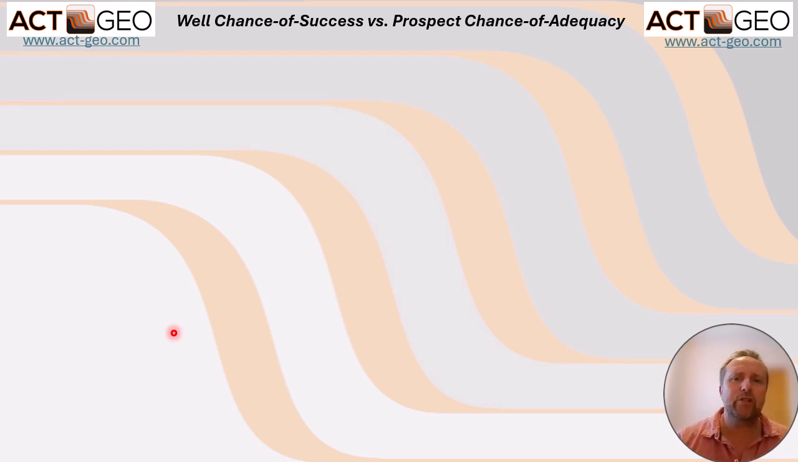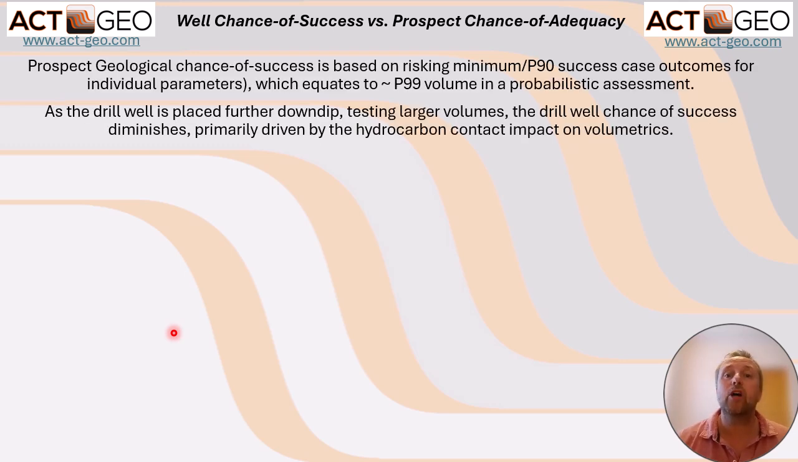The other key influencer on drill well success versus prospect chance of adequacy comes from the column height distribution used in the assessment. This is really important. In our example, we are risking against a minimum column height of 50 meters. However, the chance of success for ever increasing column heights will diminish as a function of the column height distribution that you use in your assessment.